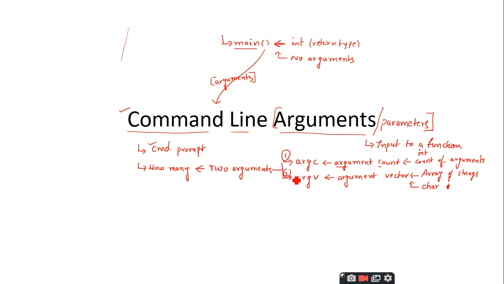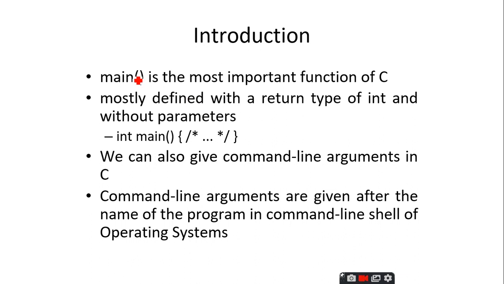This is all about the arguments that we are going to pass to the main function. So, we have two arguments, argument count and argument vector. With this basic idea in our mind, let us discuss some more important points regarding the command line arguments. This is the introduction part. As we know, the main function is the most important function of C, we have discussed this point, and we have discussed that the main function is defined with a return type of int and without parameters. This is our normal practice. We do not put any arguments inside this main function.